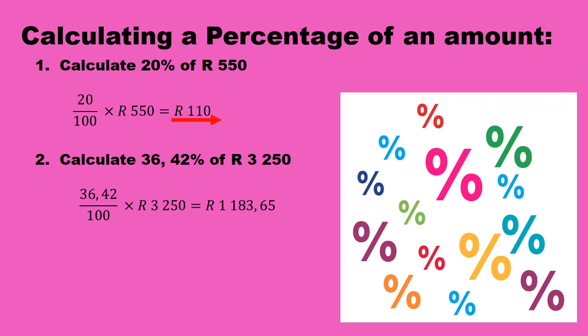For number 2, calculate 36.42% of 3,250. So first, what you're going to do is write your percentage up as a fraction by putting it over 100. So 36.42 divided by 100 of, which is a times sign, of 3,250. If you put that into your calculator, 36.42 divided by 100 times 3,250, that should give you 1,183.65.